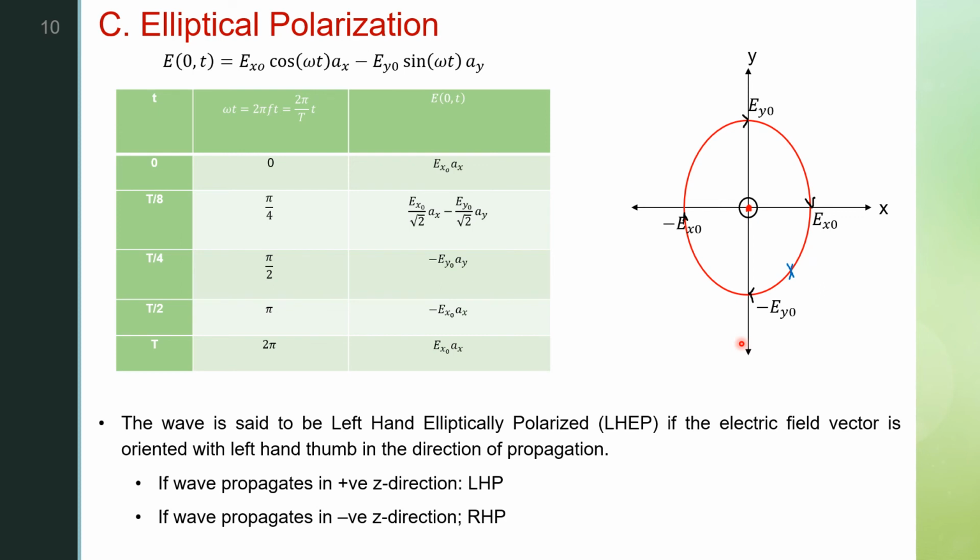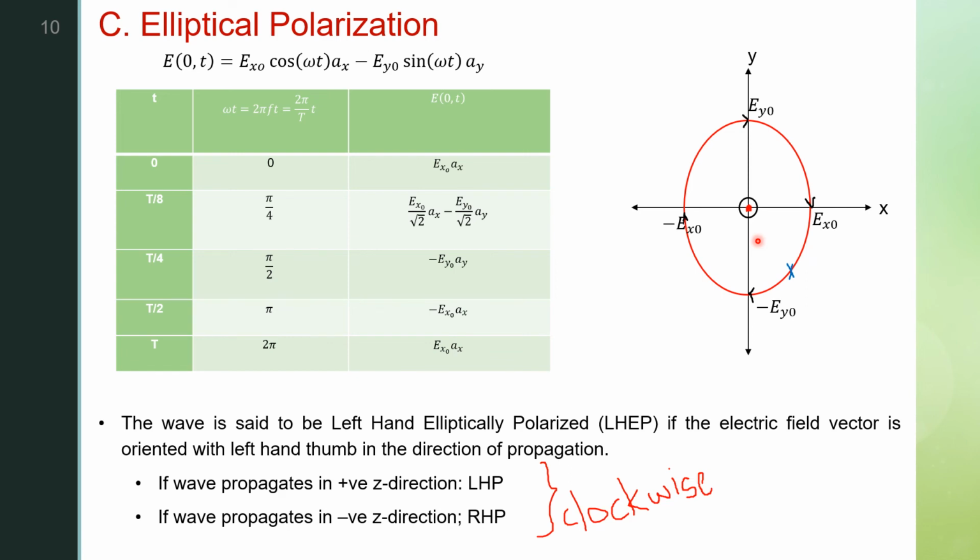So there is one shortcut that you can keep in mind: if the wave propagates in positive z direction and the electric field rotation is clockwise, then it is going to be left hand polarized. Whereas if the wave is propagating in negative z direction and the electric field rotation is clockwise, then it will be right hand polarization. So this you can use for both circular polarization and elliptical polarization. Keep in mind I have said it for clockwise rotation. In this case it was positive z direction, so that is why it is left hand polarized.